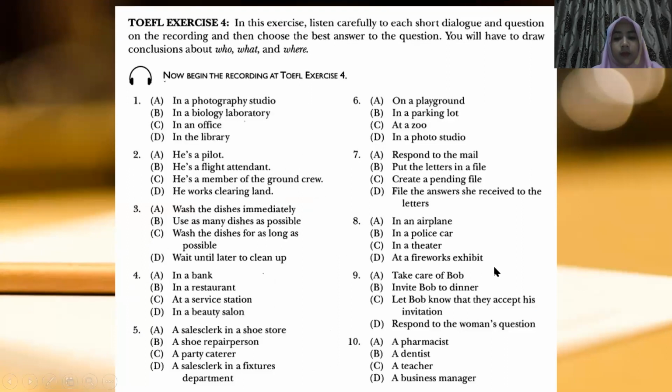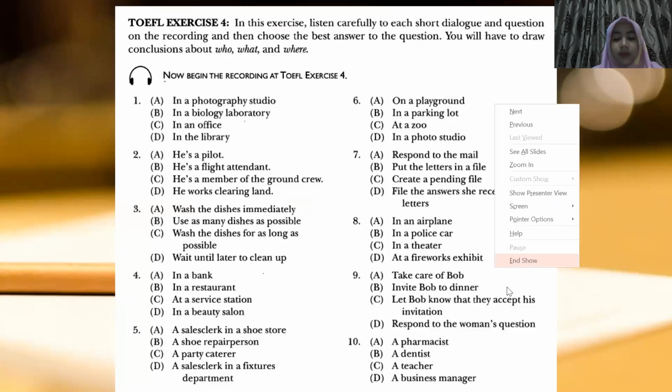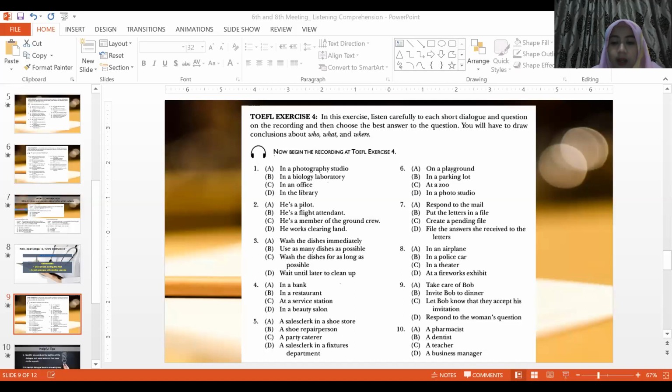Okay, the question is who is the man. And the clue was flight and landing. The first person said flight blah blah blah is ready to land. So, what does the man do, or what is the man's job? He's a pilot. Yeah, of course, he's a pilot.